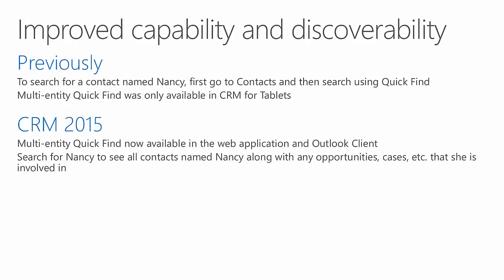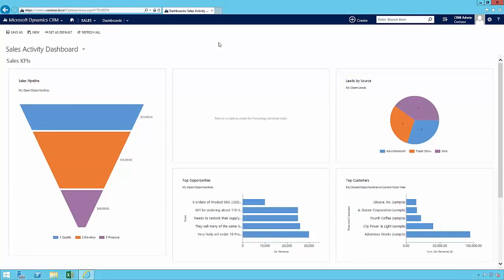The CRM 2013 release introduced a new app designed for tablets. One of the most loved features of that CRM for Tablets app was the capability to search across multiple types of records at once. Unfortunately, that same functionality was not available in the web application or Outlook client. With the CRM 2015 release, that exact same multi-entity quick find capability is now available on the web application and the Outlook client. Now let's take a quick look at this functionality within the CRM web application.